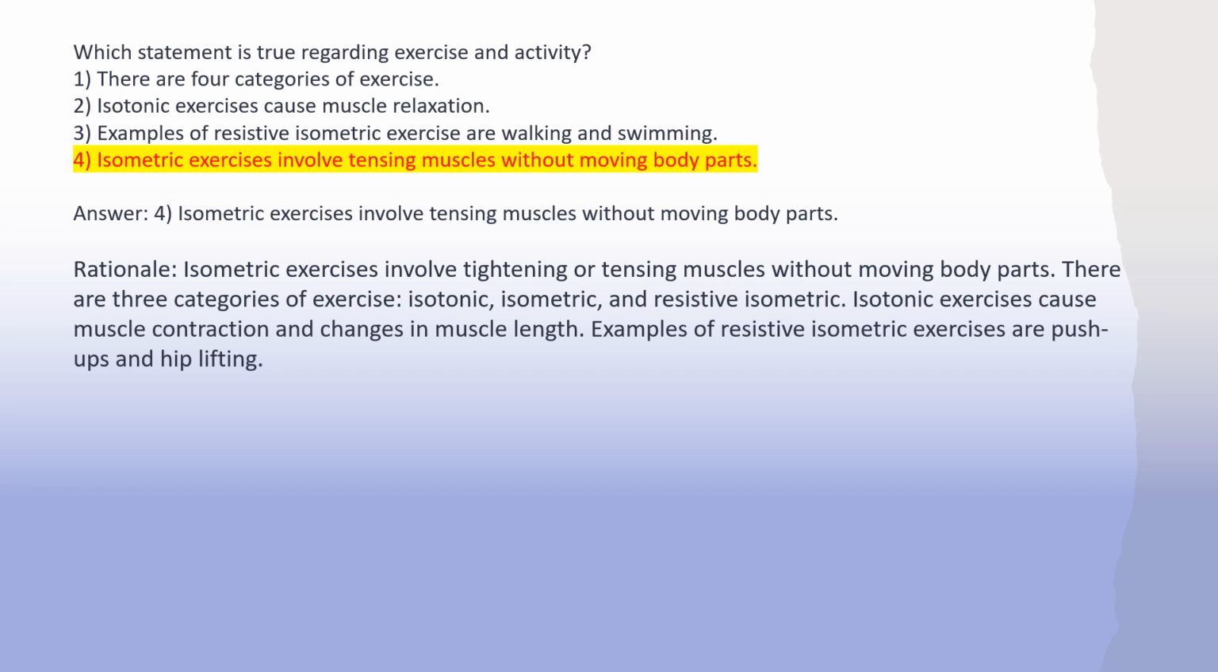Answer 4. Isometric exercises involve tensing muscles without moving body parts. Rationale: Isometric exercises involve tightening or tensing muscles without moving body parts. There are 3 categories of exercise: isotonic, isometric, and resistive isometric. Isotonic exercises cause muscle contraction and changes in muscle length. Examples of resistive isometric exercises are push-ups and hip lifting.